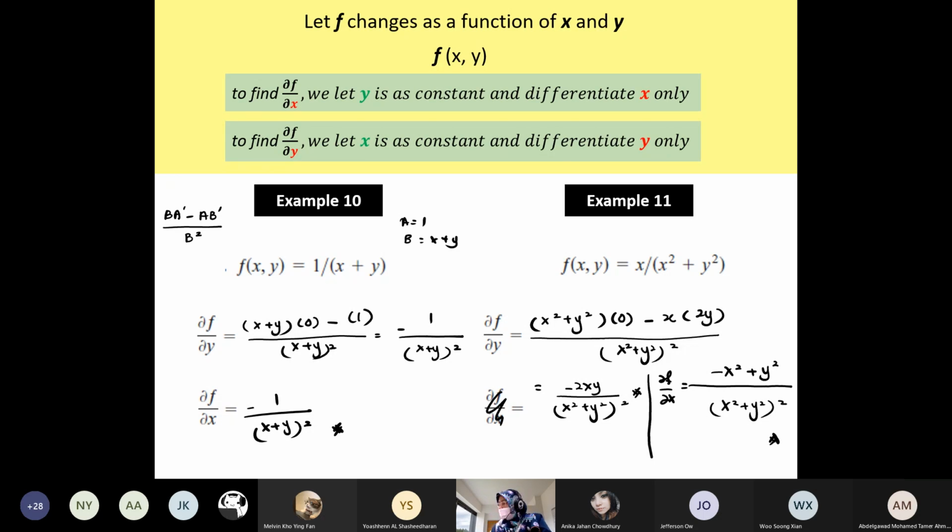Can you check, is it the same with your answer? Yes, the same. So if same, then I think you can understand, right? This one is not so tricky. This one is just a normal differentiation. Maybe the additional thing is the multiplication rule and quotient rule, so how to find the partial differential.